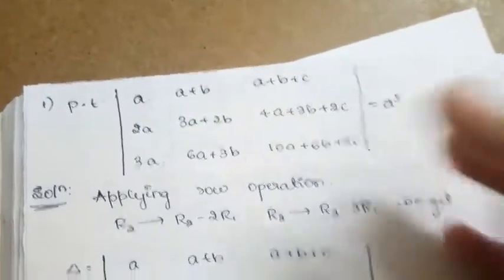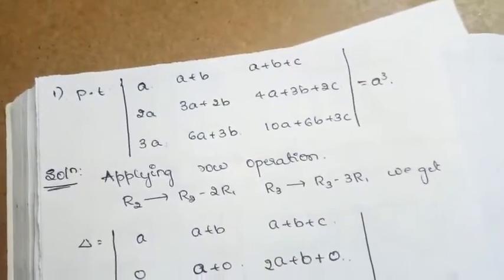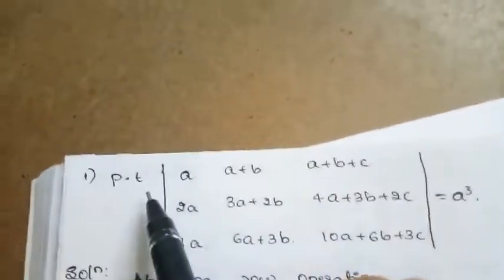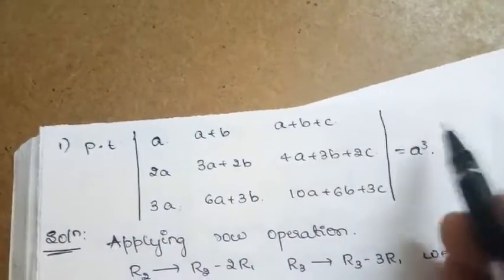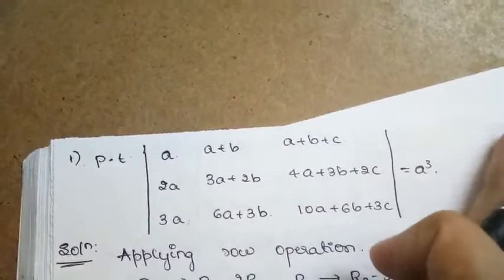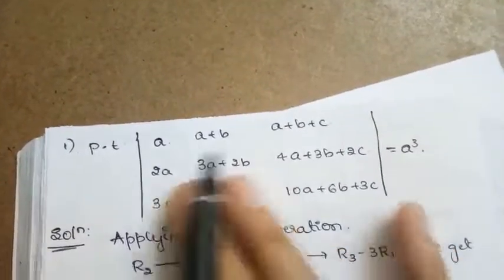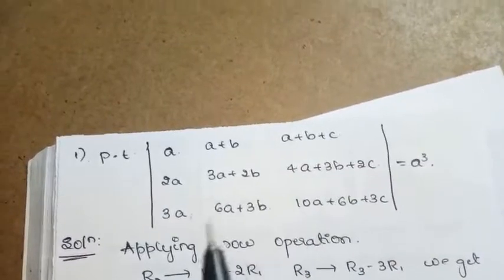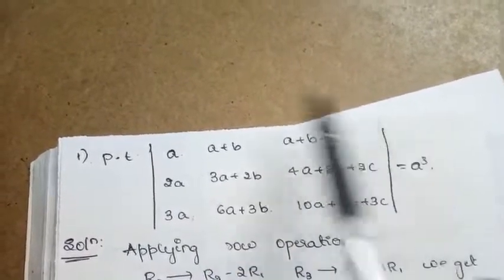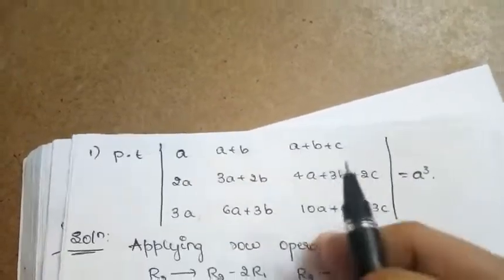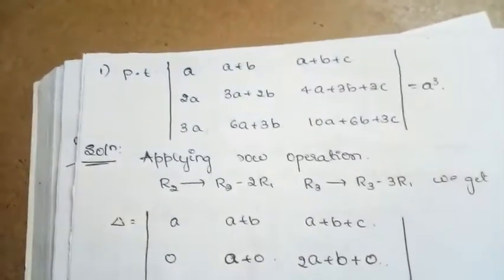Now let us solve some problems using some of the properties. The first question says: prove that the value of this determinant is equal to a q. If you go with the expansion of this one, it is a very huge process and consumes more than half an hour to get the value. So we have some of the properties now. Let us go with the properties.